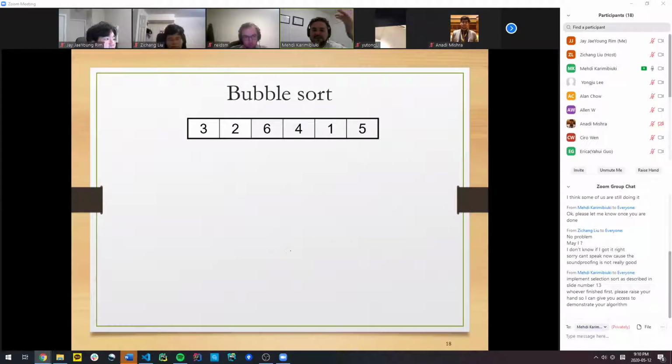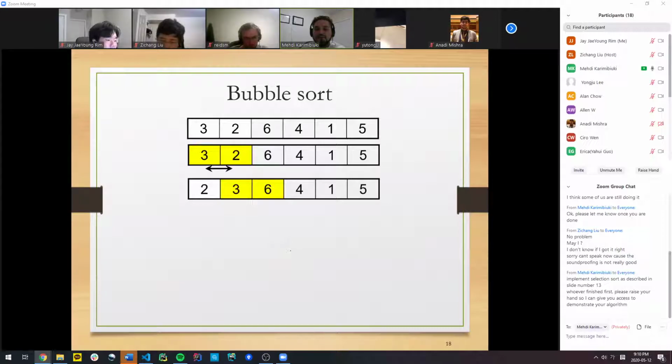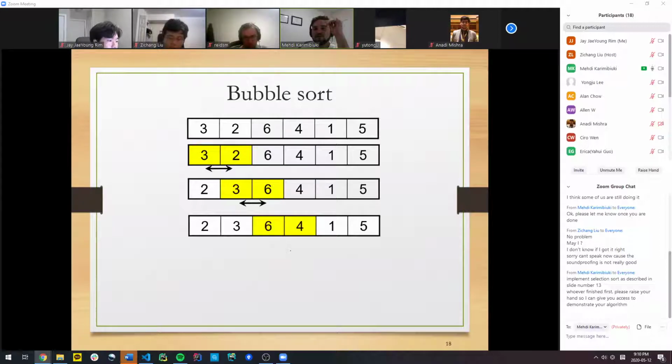So this is an example. We have an array. It's not ordered. It's unordered. 3, 2, 6, 4, 1, 5, and we want to order it based on ascending order. So first we look at the adjacent, index 0 and 1. We compare the two, and we realize that if we are trying to order in ascending order, we have to swap the two. So we swap 2 and 3, okay? Next is 3 and 6. So we compare 3 and 6. They are okay, we move on, okay?